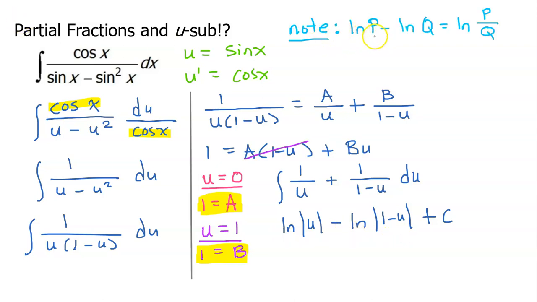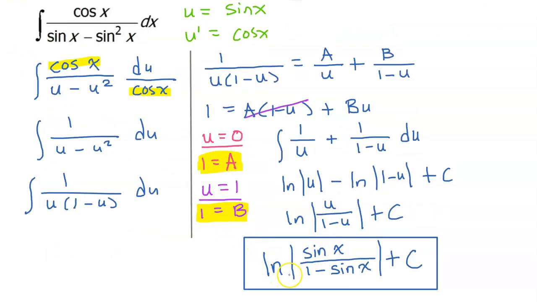Remember, natural log p minus natural log q is equal to natural log of p over q. So we can simplify this by writing the natural log of the absolute value of u over 1 minus u. Now let's substitute sine x back in for u. So the final answer is the natural log of the absolute value of sine x over 1 minus sine x plus c.